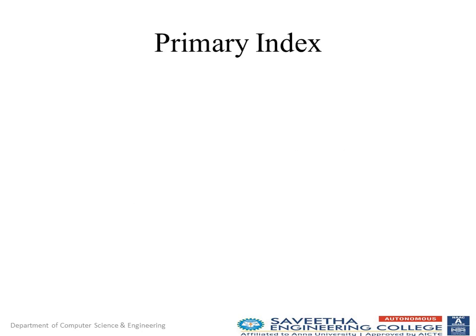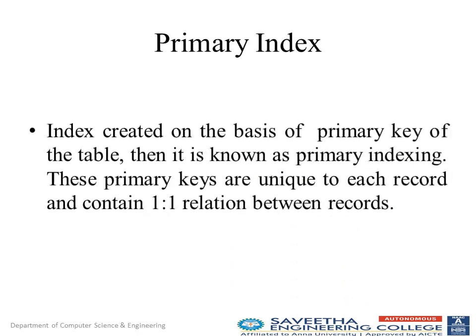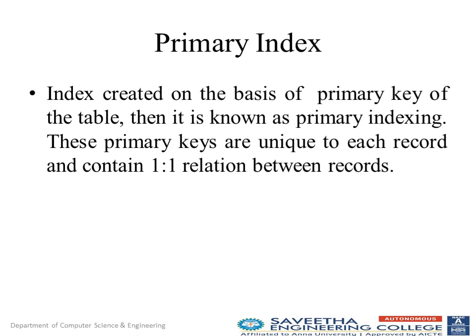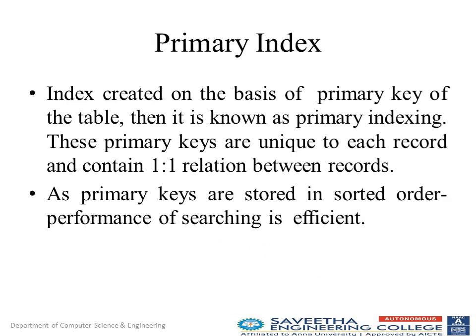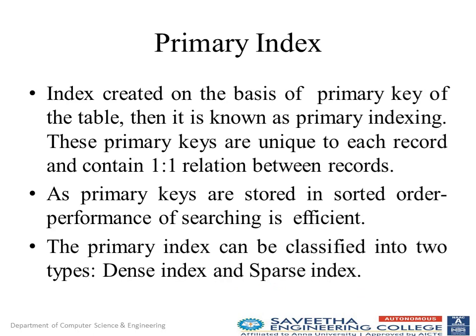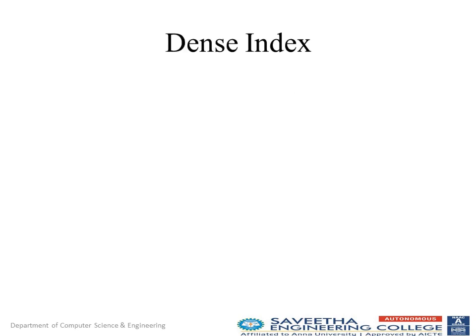Next, we are going to discuss the primary index. An index created on the basis of the primary key of the table is known as primary indexing. These indexes are unique to each record and contain a one-to-one relationship between records. As primary keys are stored in sorted order, the performance of searching is efficient. The primary index can be classified into two types: one is the dense index, the other is the sparse index.